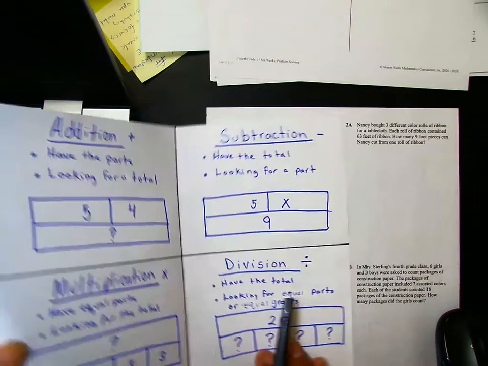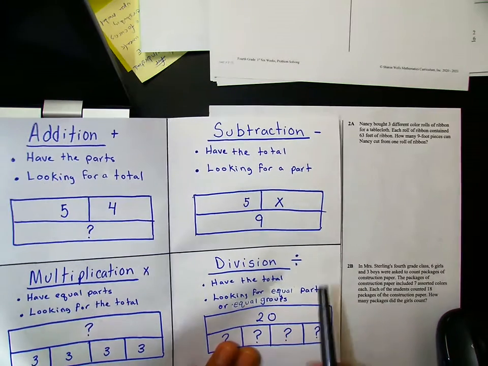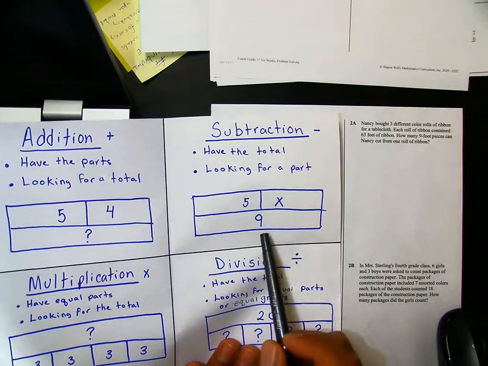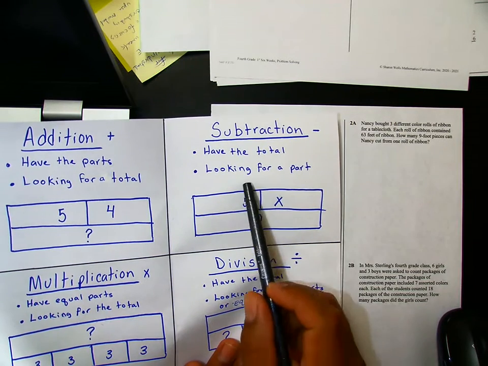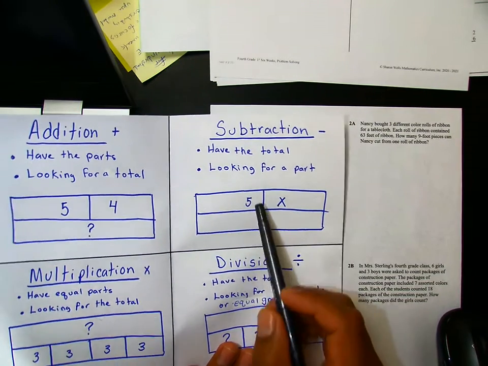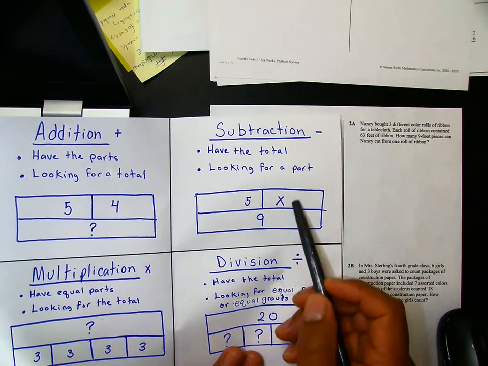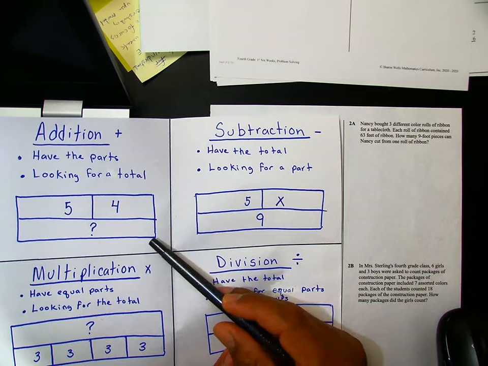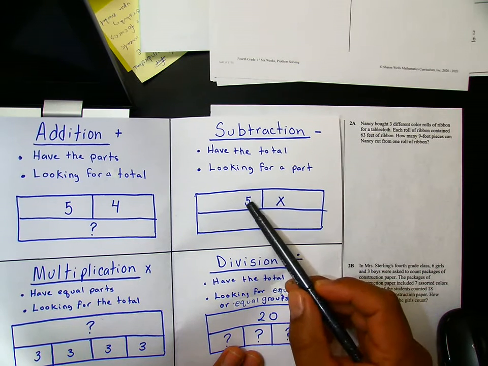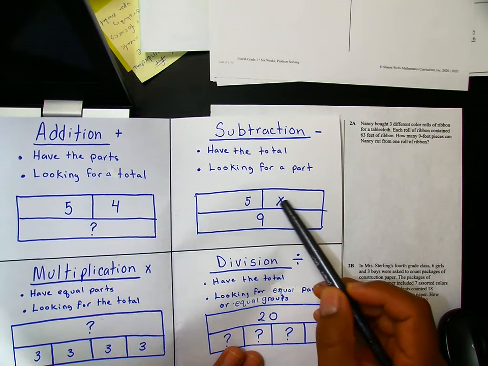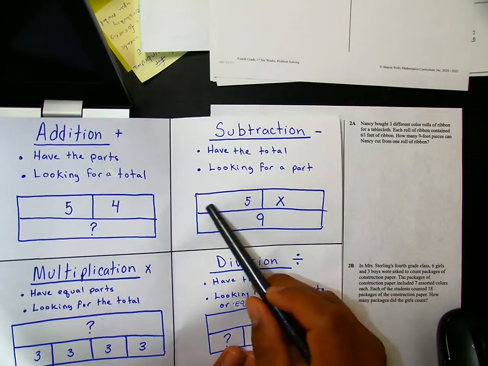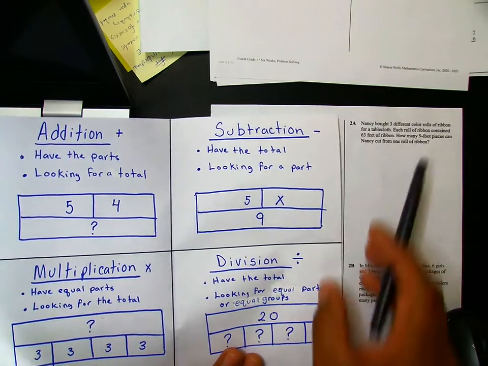For subtraction strip diagrams, they give us our total, which is 9, and we're looking for a part. I know 5 plus something is going to give us 9, so that x is a variable, just like that question mark. We know that 5 plus 4 equals 9, so x is actually 4. This is our strip diagram for subtraction.